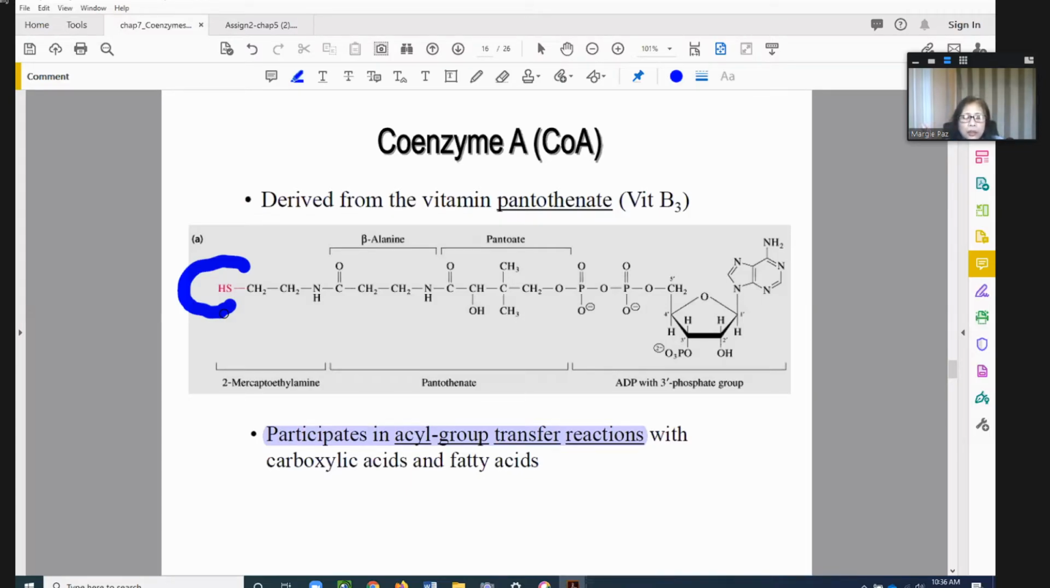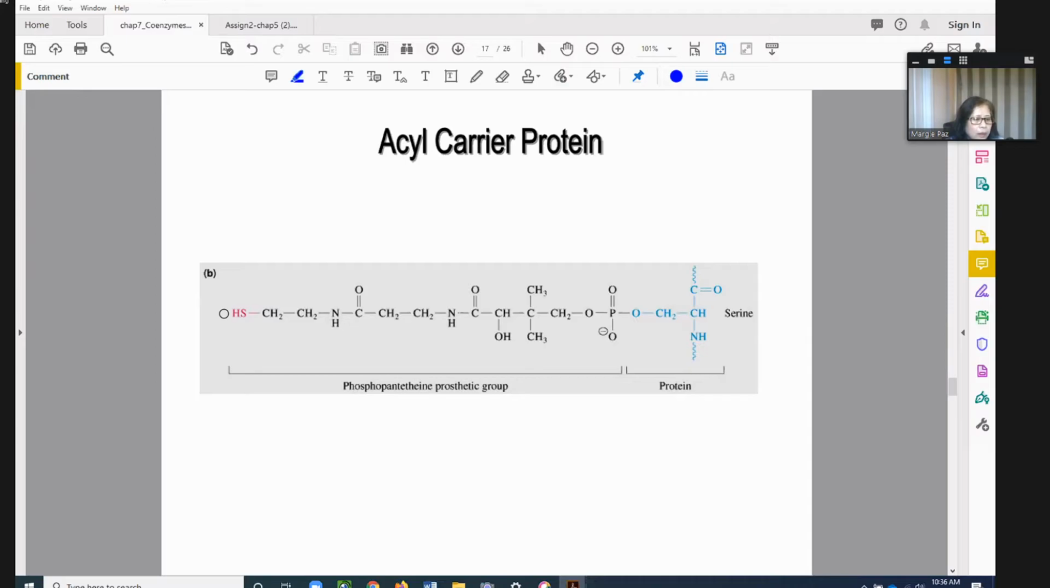There's a variation of coenzyme A. It's called the acyl carrier protein. And the acyl carrier protein is esterified to a serine residue of a protein.